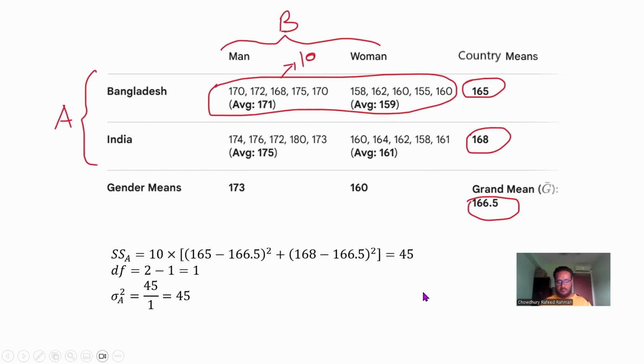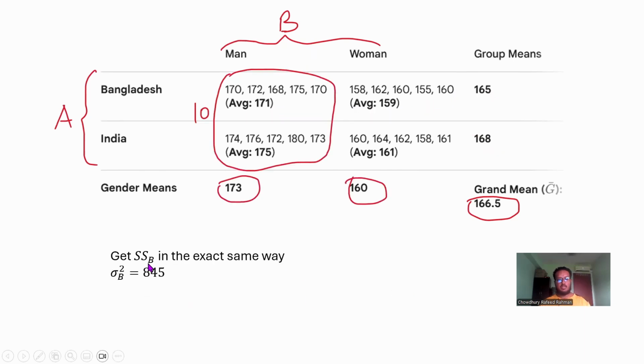And in the exact same fashion, we can get the SSB and the sigma B square. I am not going to do the detailed math, just to give you the idea. So we need to look at the gender means right now, 173, 160, and the grand mean. Same thing, we are going to take the deviation, (173 minus 166.5) whole square and (160 minus 166.5) whole square. Add them up and multiply them by 10, because each mean represents 10 heights.